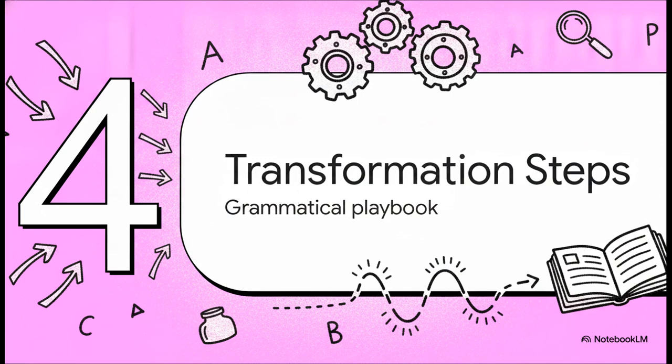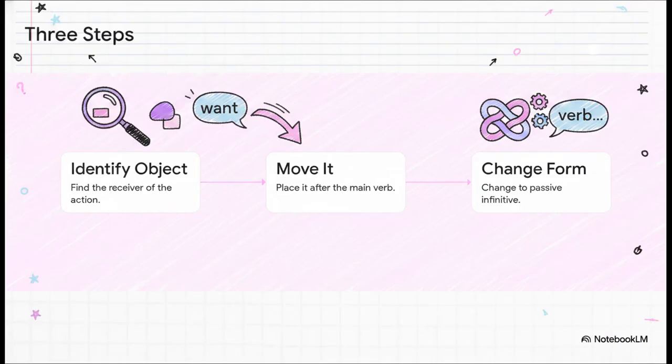All right, section 4, 3 steps to transform. This is your step-by-step grammatical playbook. So here is your clear 3-step rulebook that takes all the guesswork out of this grammatical math. Step 1, identify the object of the infinitive. That's the thing receiving the action. Step 2, lift that object and move it so it sits immediately after your main expressing verb, like want or wish. And step 3, change your standard infinitive into the passive infinitive format we learned earlier. 3 simple steps, and you've got total clarity.